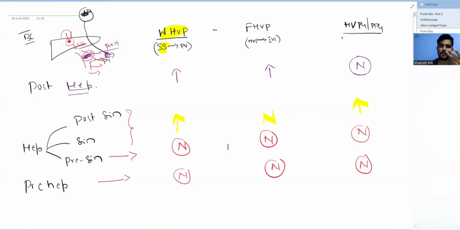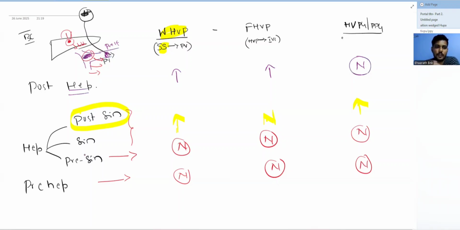Right? In post-sinusoidal intrahepatic, what happens is that this post-sinusoidal is again mainly because of the alcoholic cirrhosis. And in this alcoholic cirrhosis, there is destruction, there's formation of the regenerative nodules. These regenerative nodules will destroy the hepatic venules. So the hepatic venules which are draining these sinusoids, they are destroyed.